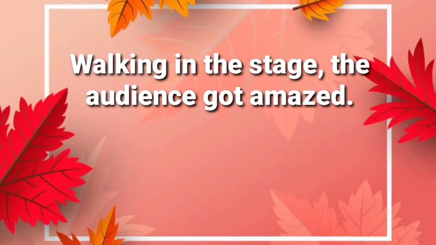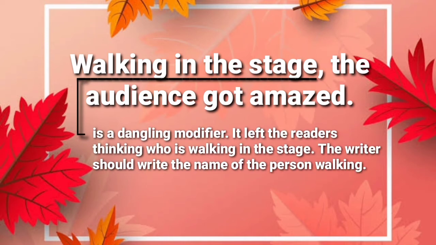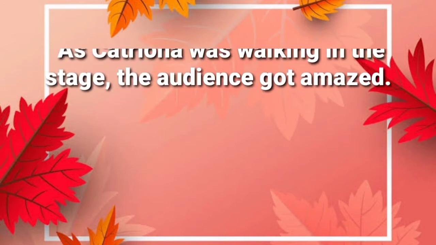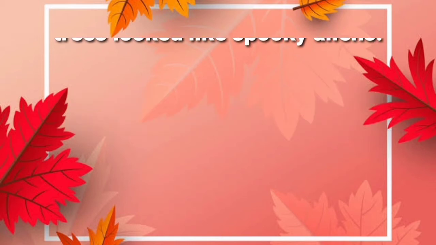Our first example states: Walking in the stage, the audience got amazed. This is a dangling modifier because it leaves the readers thinking who is walking in the stage. The writer should write the name of the person walking. The modifier walking in the stage has no word, phrase, or clause to modify. Thus, it is considered a dangling modifier. To correct this, we can say, as Catriona was walking in the stage, the audience got amazed. In this sentence, we already know who is walking in the stage.